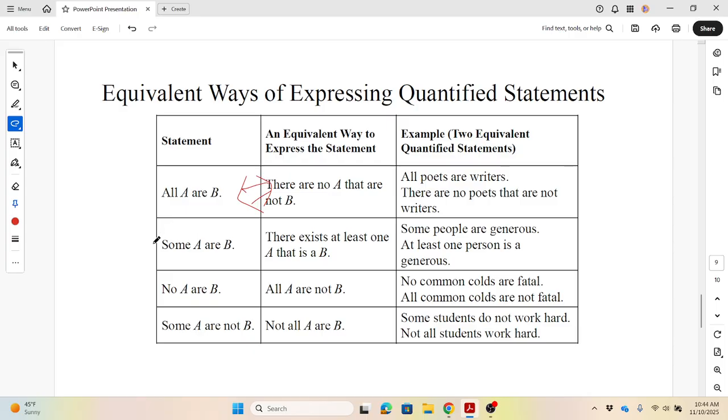Similarly, some A are B is equivalent to saying there exists at least one A that is a B. Some people are generous. At least one person is generous. No A are B is the same as all A are not B. So no common colds are fatal. All common colds are not fatal. So these are some equivalent ways to express the same thing. Either you can say some A are not B, or you can also say not all A are B. And this is one example.